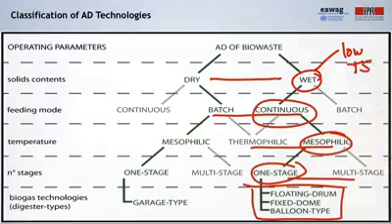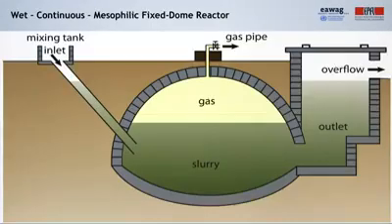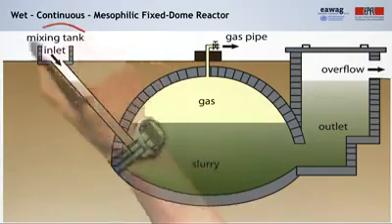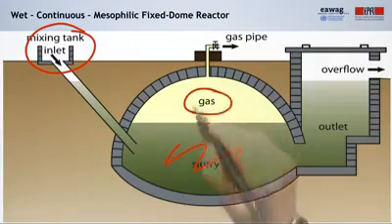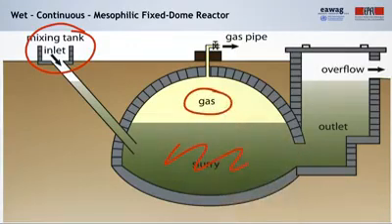So now let's look at these digesters. Let me start by showing you the wet, continuous, mesophilic, fixed dome reactor. This is a brick-built and gas-tight plastered structure, which is often put underground. It has an inlet pipe where the waste material is fed into the digester. It has a digester with a volume of slurry, and then it has a gas holder storage space.